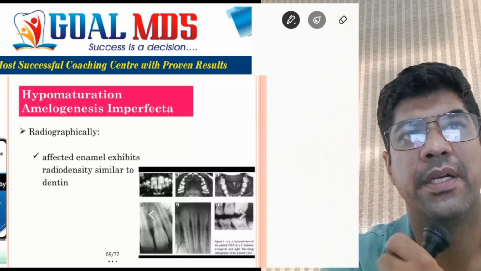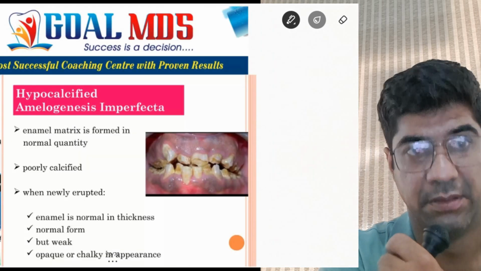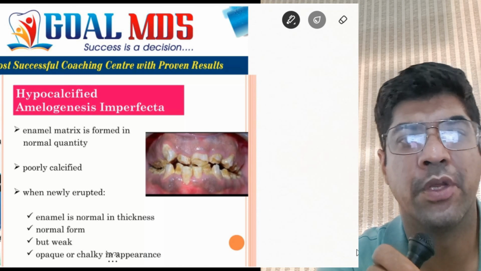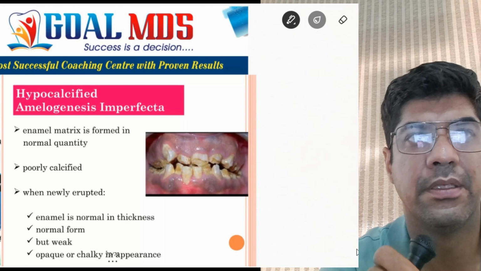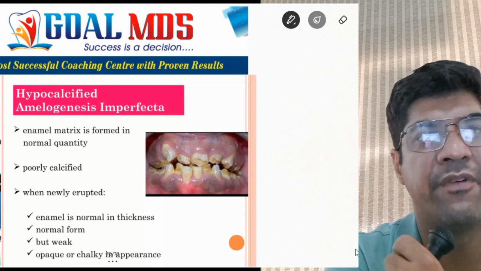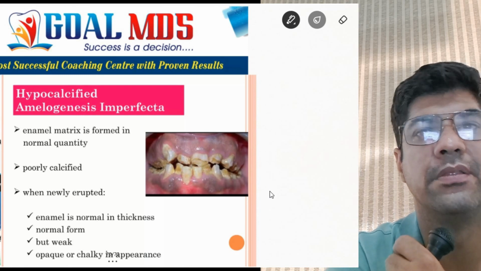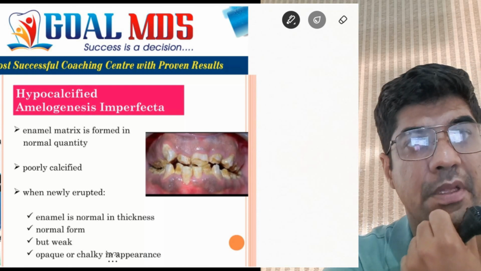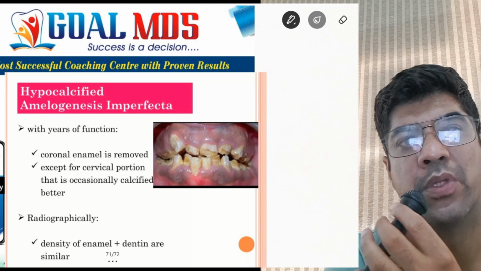The third is hypocalcified amelogenesis imperfecta. There is poorly calcified enamel. The enamel here shows normal thickness and dentine-like density. The enamel is normal in thickness and normal in form, but weak and opaque or chalky in appearance. The radiodensity of the enamel and dentine are both similar.